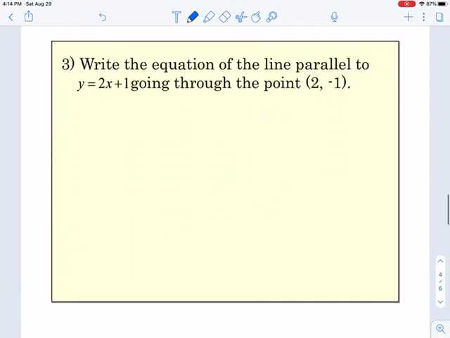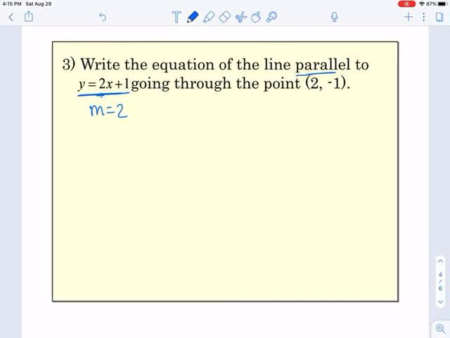So in number 3, we want to write the equation of a line that is parallel to y equals 2x plus 1 and is going through the point (2, negative 1). Okay, so if it's parallel to this given line, they're telling you that so that you can figure out what the slope is. To write the equation of any line, you always need the slope. So that's where we're going to get the slope from. The slope of this given line is 2. And that means that the slope of a line that's parallel to that is also going to be 2 because, again, parallel lines have equal slopes.